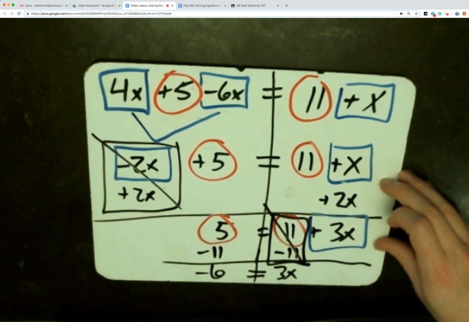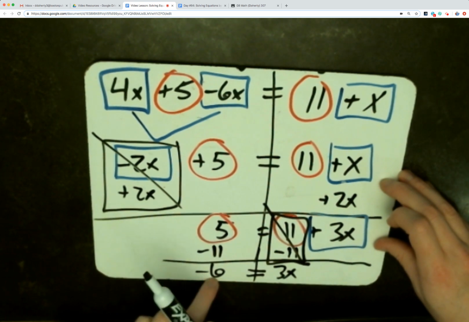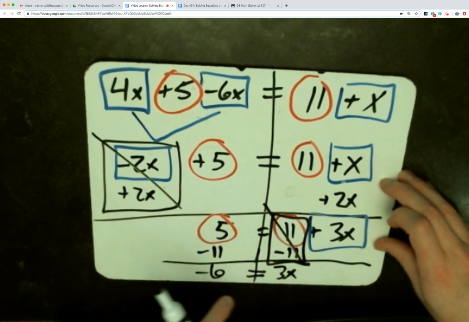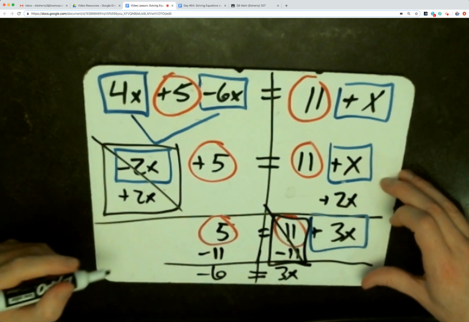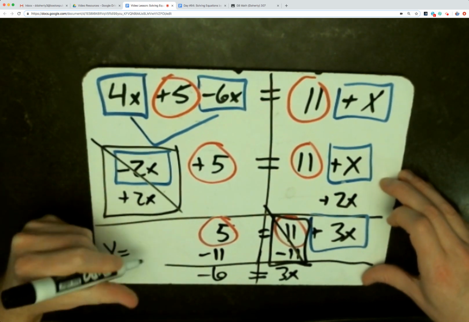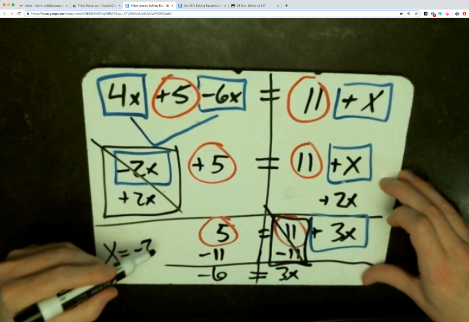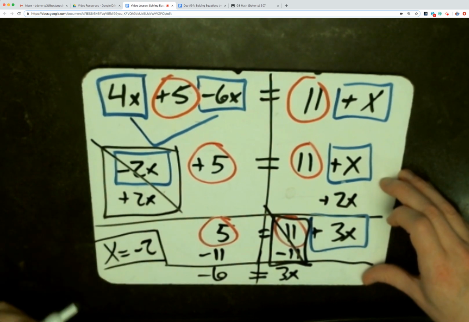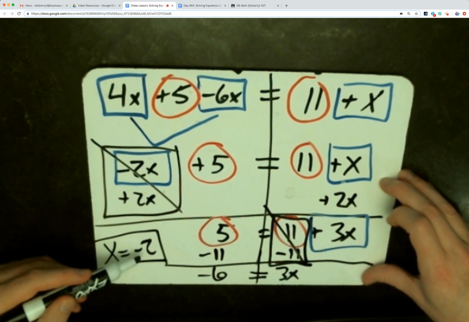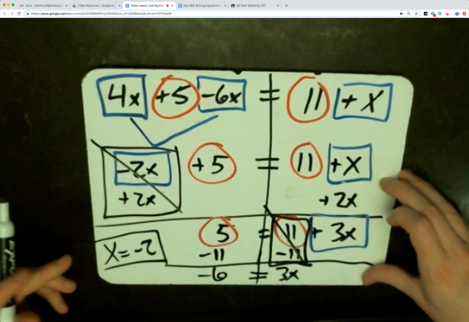I've run out of room on my whiteboard. You could divide both sides by 3, but I know 2 times 3 is 6, which means negative 2 times 3 would be negative 6. So the last step I solved by inspection instead of using the inverse operation of division. X equals negative 2.